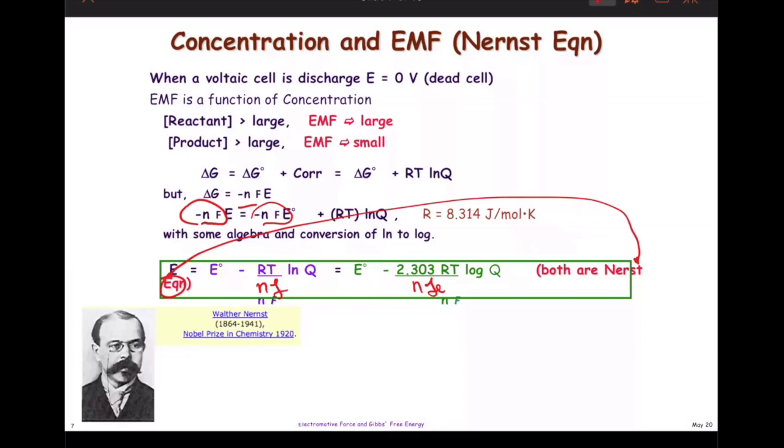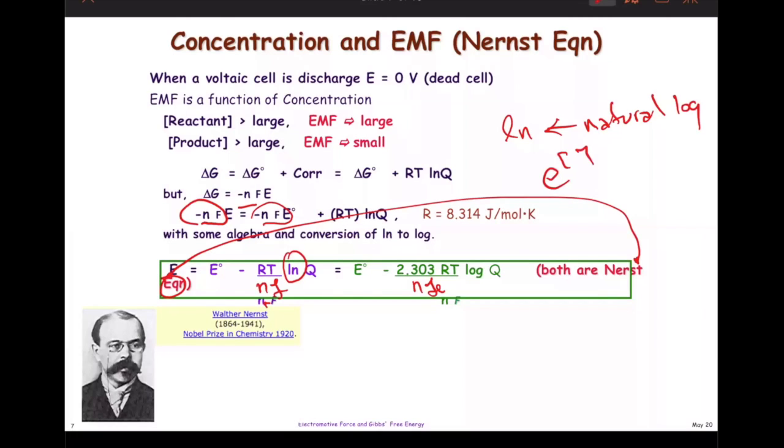I want you to look at this right here because these days we have calculators that can do natural log. Ln is natural log. The inverse of ln is the exponent.